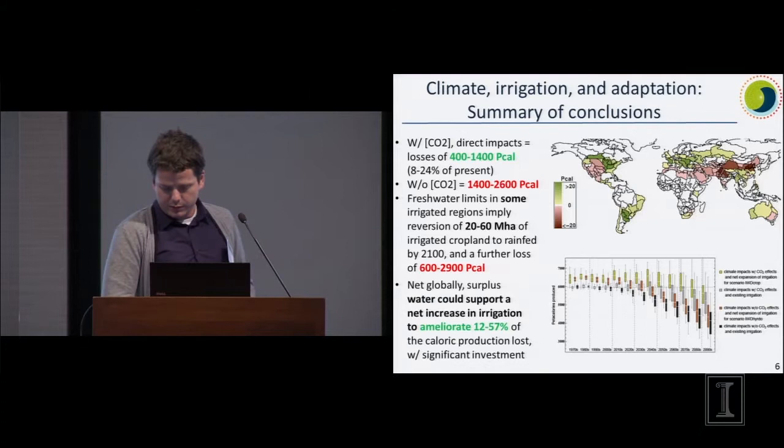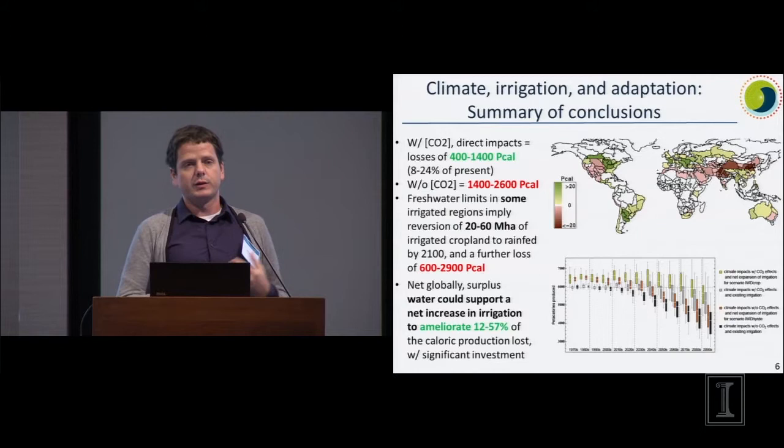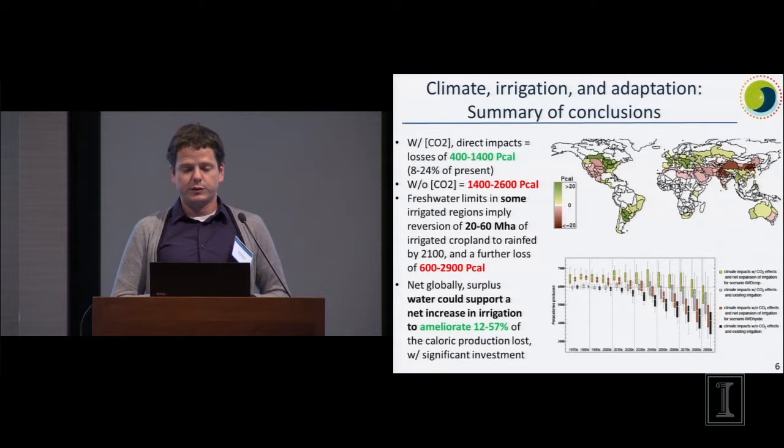Finally, in that same work, we combined these results to look across the globe, as we heard over and over again this morning, food security and water use is a local issue. So we looked at these results at the watershed level from both the crop and hydrological models to try and get some sense for where constraints of freshwater availability are likely to exacerbate climate change in future, and in what watersheds surplus water availability may be used as an adaptation mechanism.